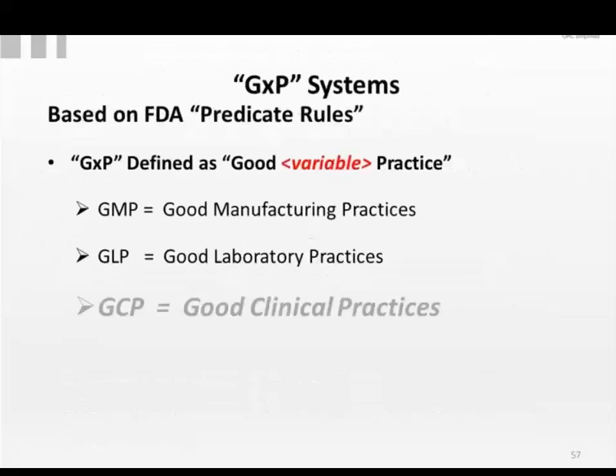Now, it's important to understand that as you're collecting all of these documents, if you're using an electronic system, or even if you're not, you need to adhere to the GXPs, the predicate rules based on FDA's requirements. These cannot be varied from. GXP is where X is a variable. So again, good manufacturing, good laboratory, and good clinical practices. Here we're interested in the GCPs.